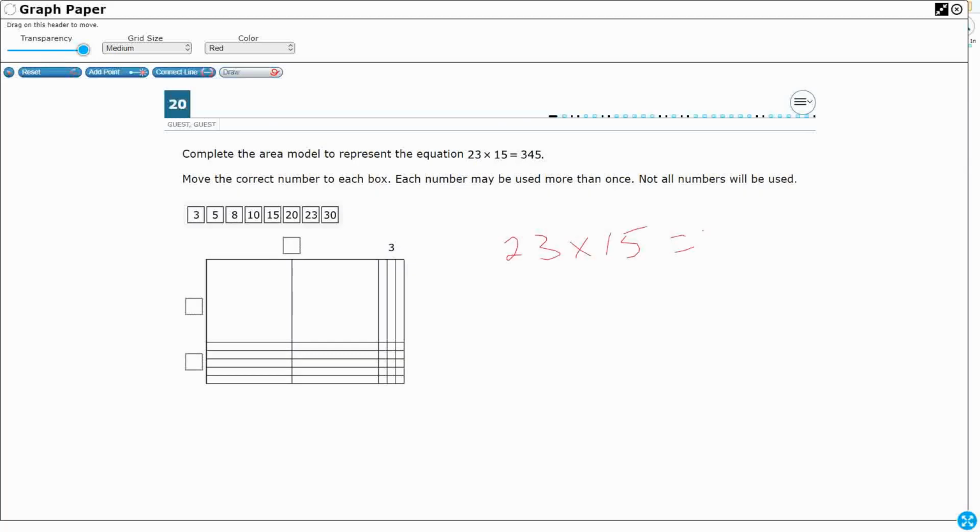They've already given us the answer, 345. We're not trying to solve that. We're trying to represent it. Well, let's break this down by our place value, right? So 23 would be a 20 plus 3, and a 15 would be a 10 plus 5. And what we know is that you can multiply, right? The 20 times the 10, the 20 times the 5, the 3 times the 10, the 3 times the 5. That gets you your partial products, right? And that's what we have here. And take a look. We're going to take these big chunks right here as our tens, okay?